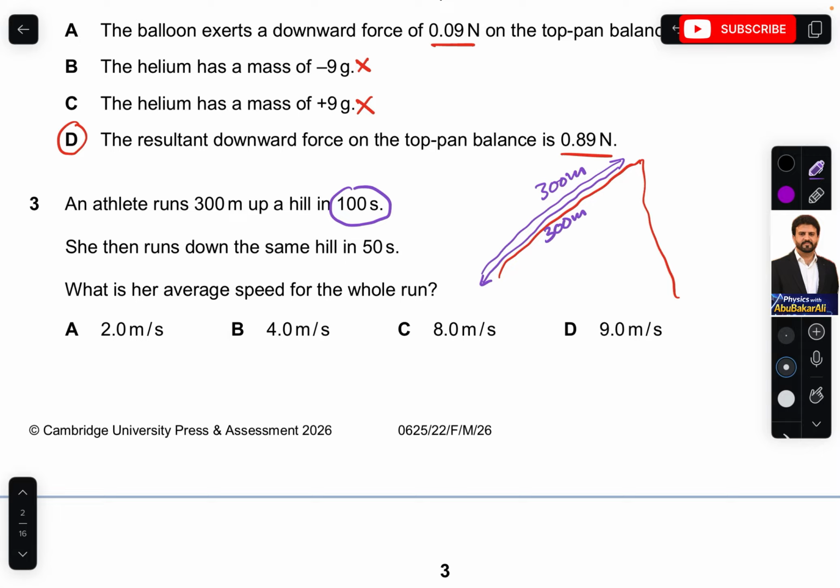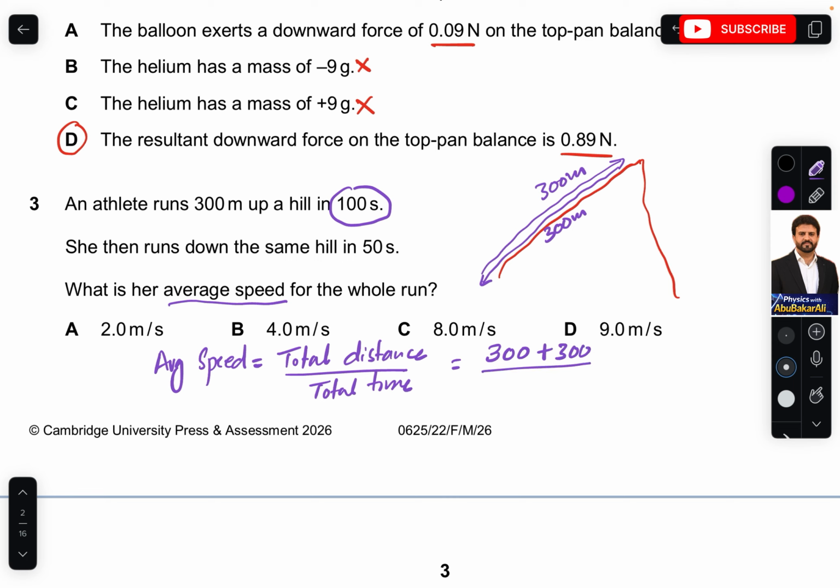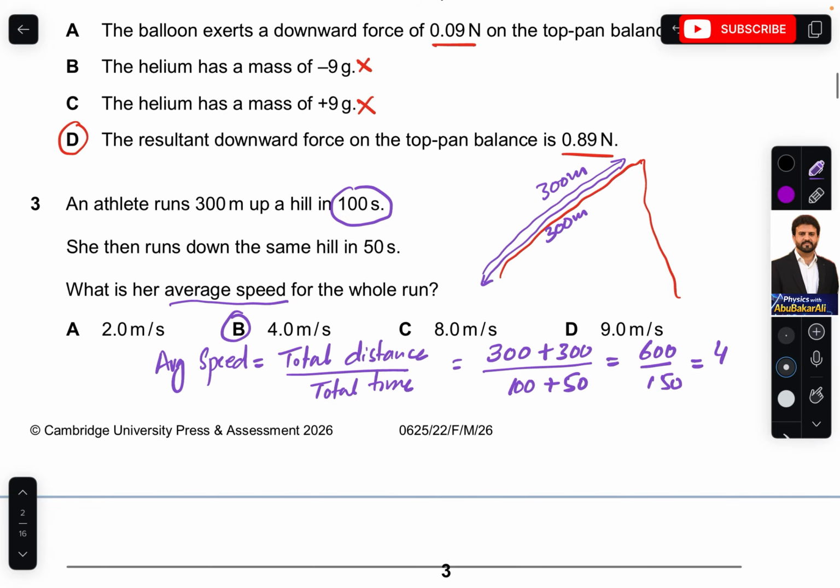So for the total time, you have to find the average speed. The average speed relation is total distance covered over total time taken. The total distance covered is 300 meters traveled upward plus 300 meters traveled downward, and the time was 100 plus 50. That gives you 600 over 150, which equals 4. So it's option B that is correct.